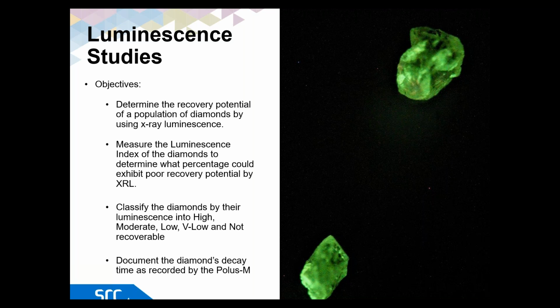And that will relate to diamond type to a certain extent, and we'll get into an example of that a little further on. So you'll document that diamond's decay time as recorded by the unit that we use for generating this data, which is a POLIS M. So we'll pulse that individual stone and get a curve to determine exactly what the intensity of that luminescence is presented by that stone.